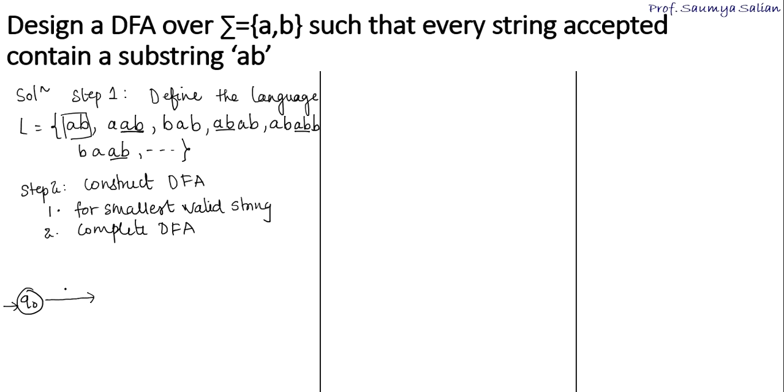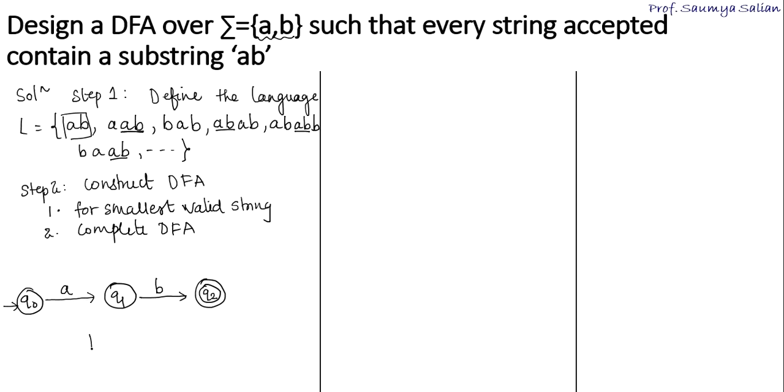So, from Q0 state with input A, I reach state Q1. From Q1 input B, I reach state Q2. Clear? Right? Next step is to complete our DFA. That is, every state has to respond to all the inputs in the alphabet set. Q0 has already responded to input A. It has to respond to input B now.